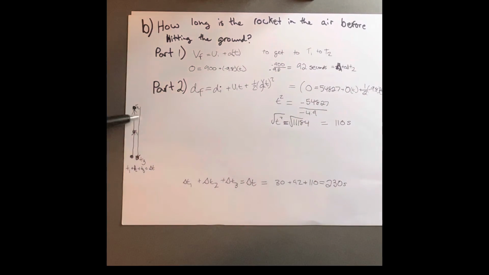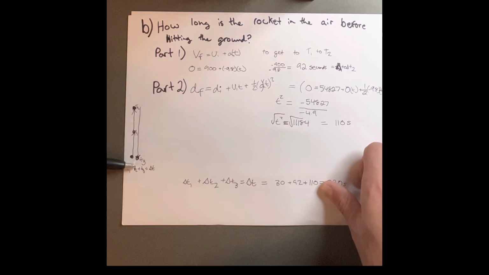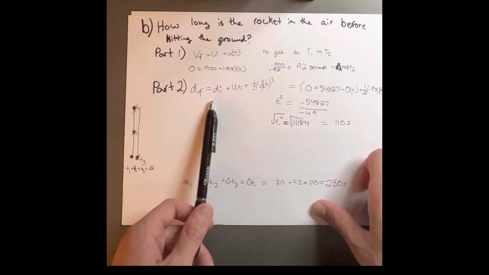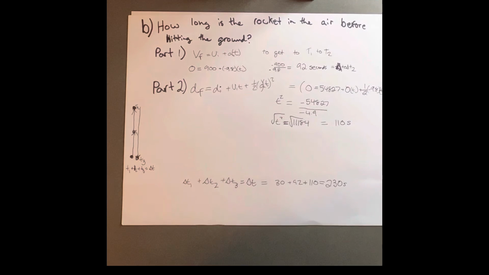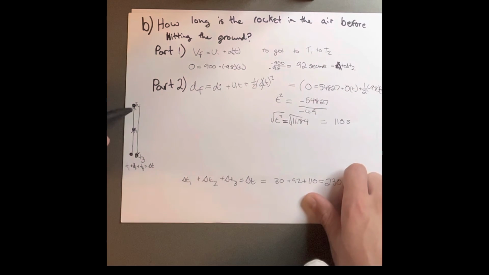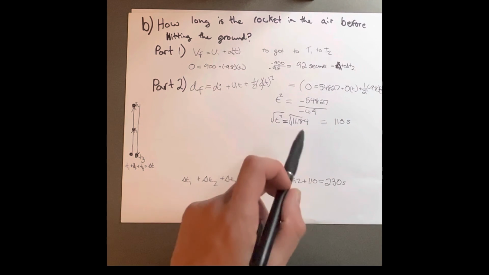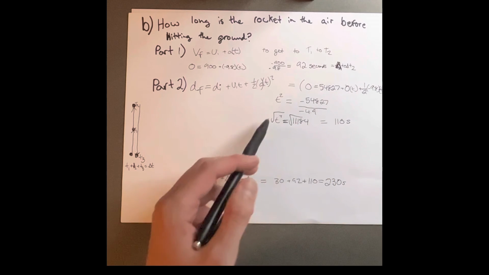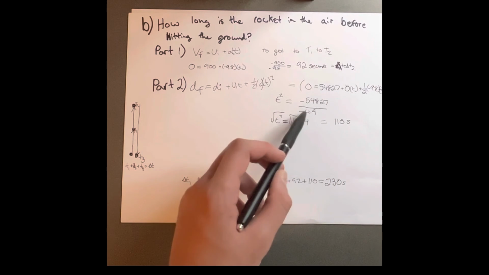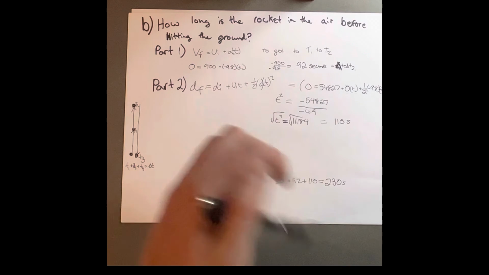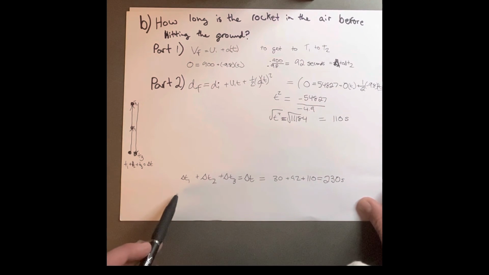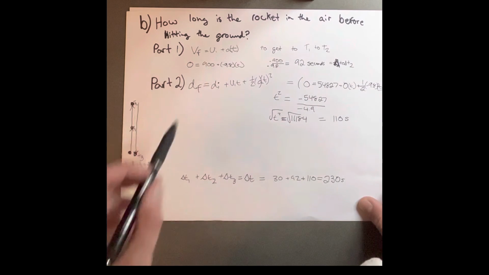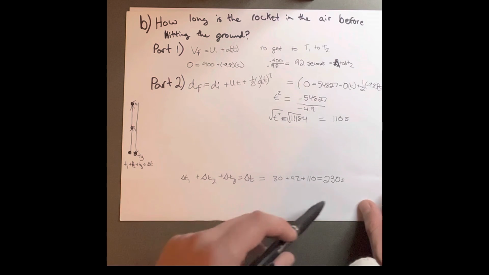And then for the time it takes to get down here, we're going to use our final distance equals our initial distance plus velocity initial times time plus 1/2 acceleration times t squared. We know that the distance here is 0, and the initial distance was from the last problem, 54,827. So we can plug that in to get t squared equal to negative 54,827 over negative 4.9. Taking the square root of that, that's 110 seconds. And then to get our total change in time, we just add 30 plus 92 plus 110 to get 230 seconds.